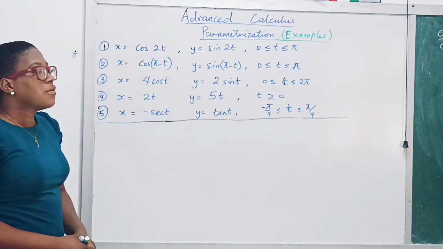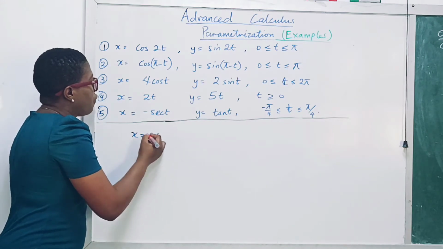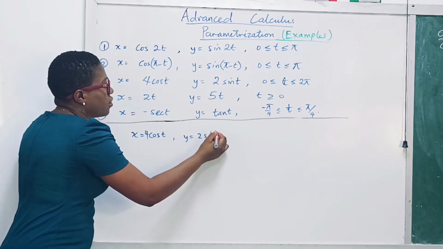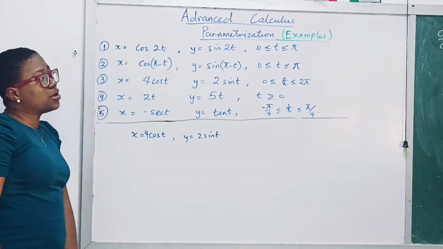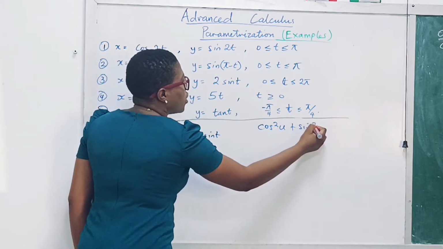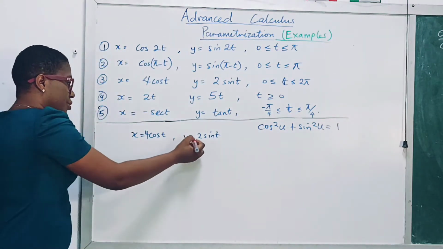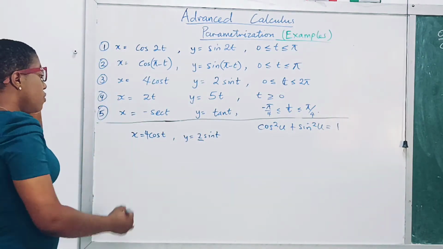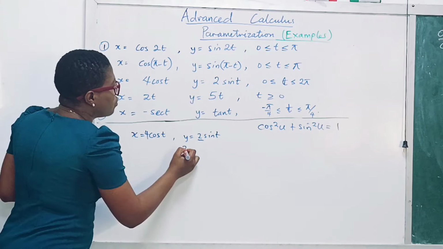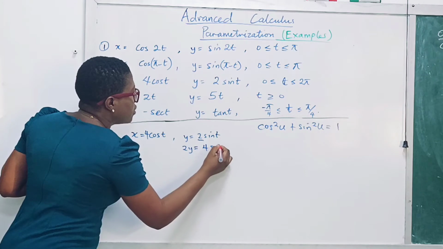Do you understand? Mm-hmm. So I have that my x is equal to 4 cos t, and my y is equal to 2 sine t. And obviously I have cos and sine. So the relationship that comes to my mind is still cos squared t plus sine squared t is equal to 1. But I have an issue with this. So what I need is to make this coefficient to be exactly this coefficient. So I can say 2y is equal to 4 sine t.